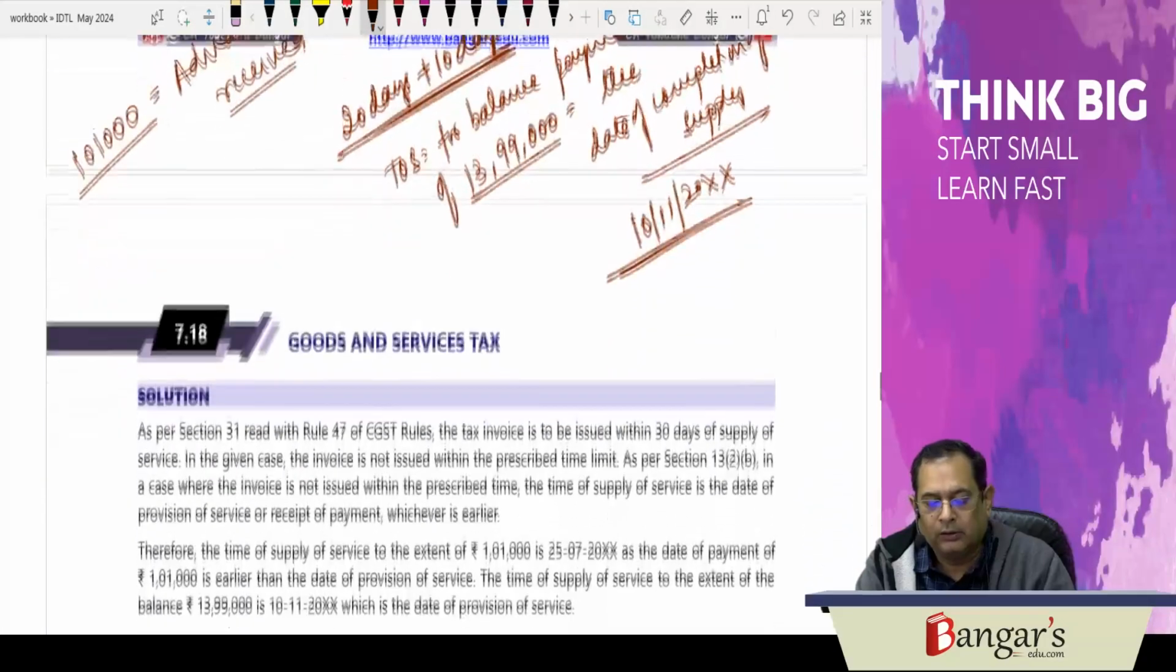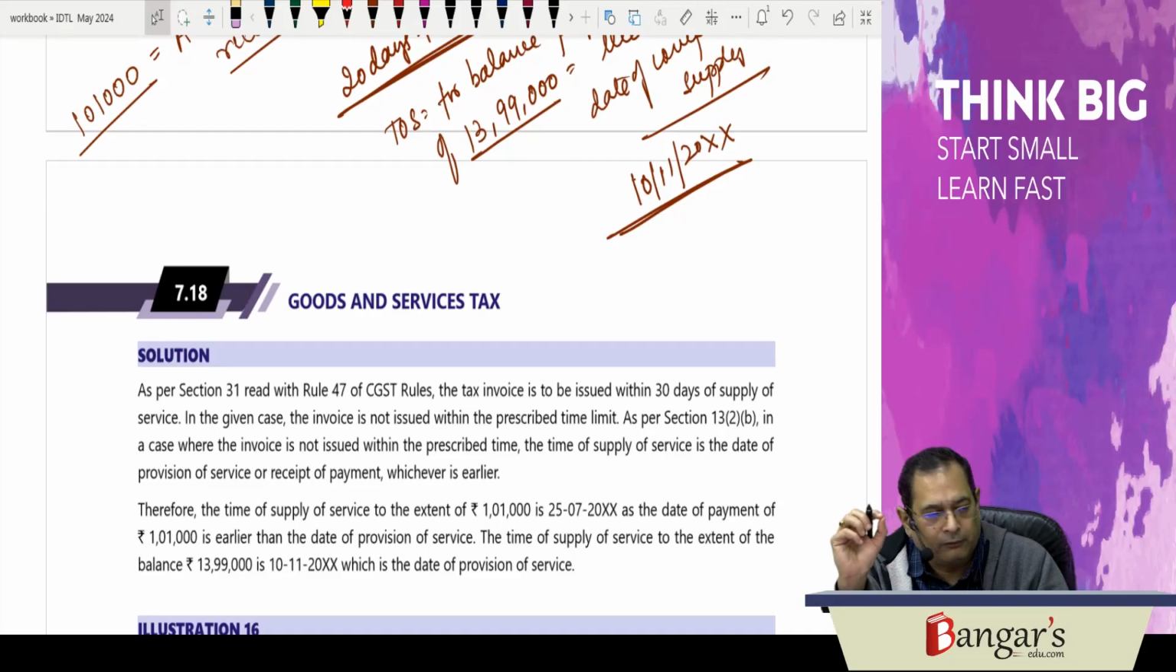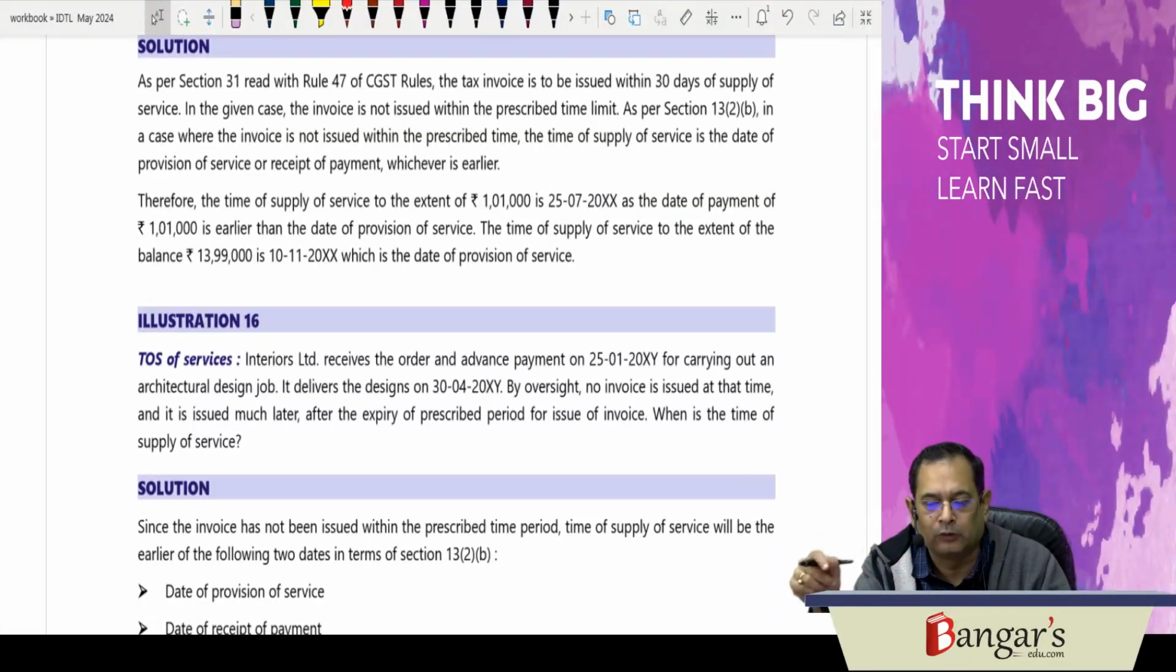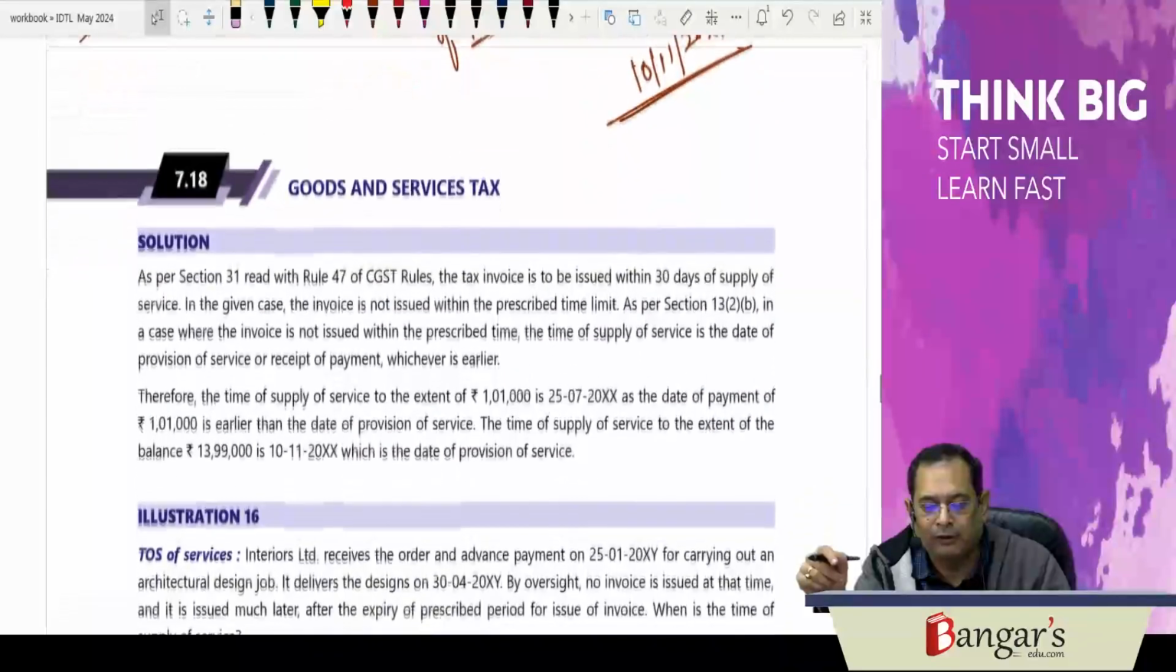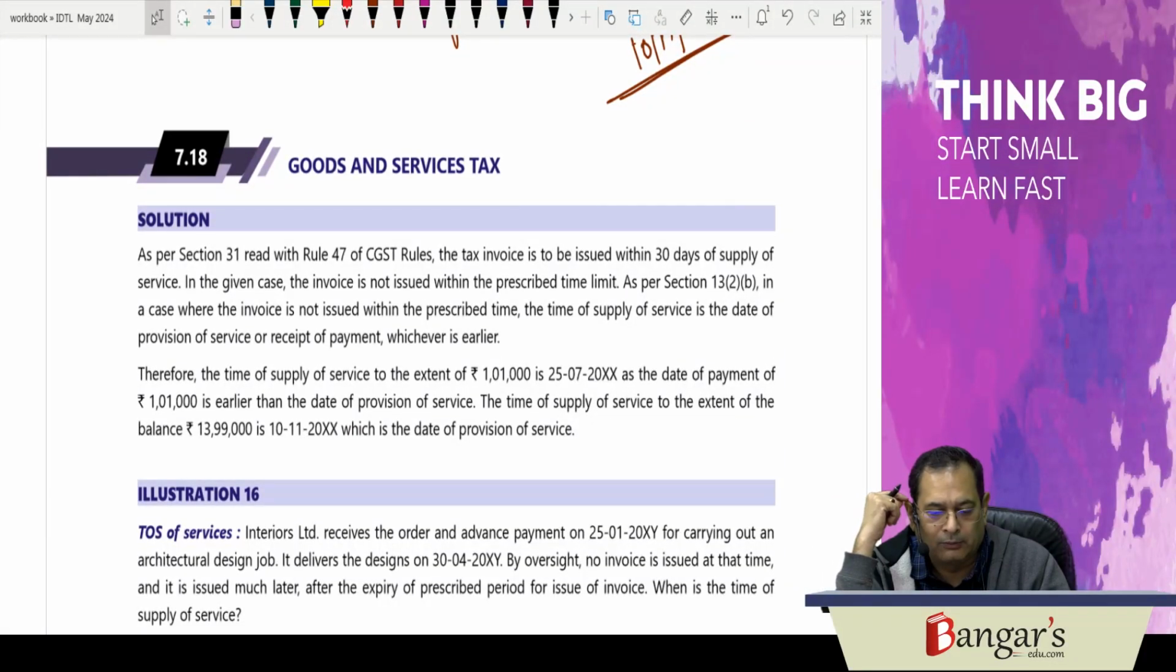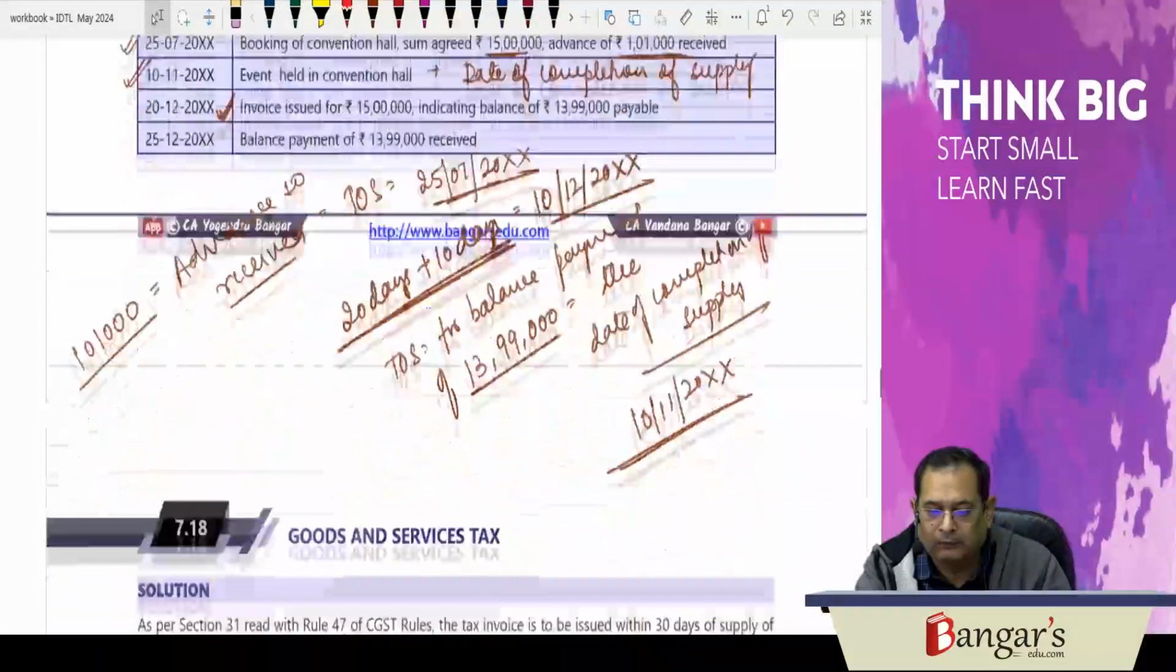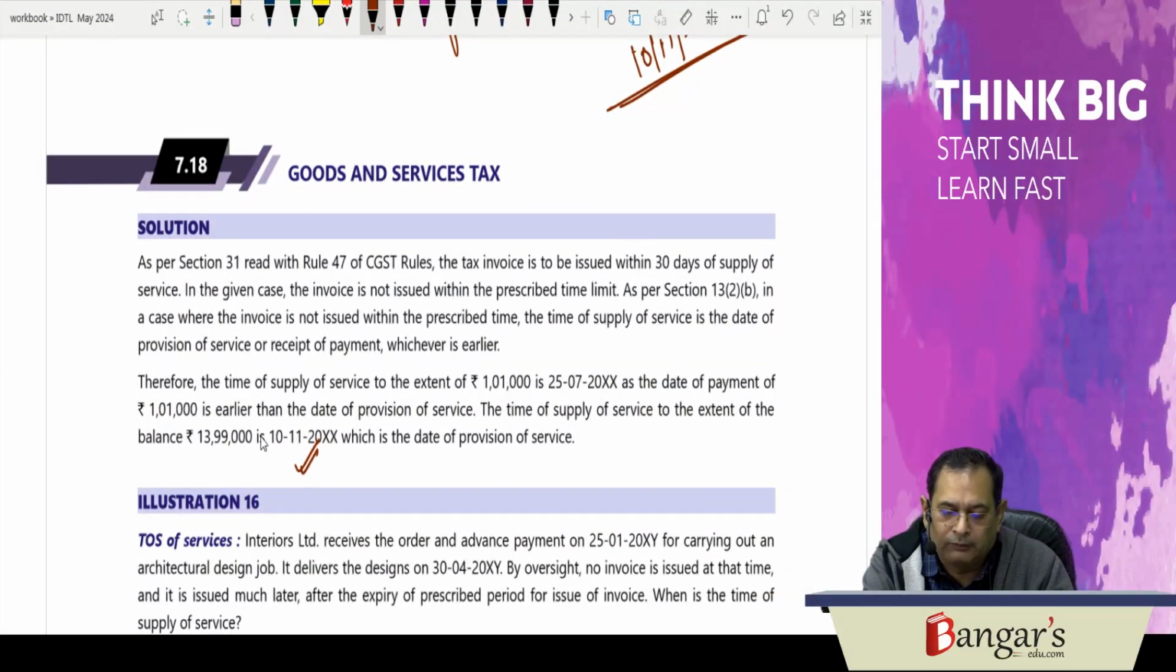So here, as per section 31, read with rule 47 of the CGST rules, the tax invoice is to be issued within 30 days of supply of service. In the given case, the invoice is not issued within the time limit. So as per 13(2)(b), in case the invoice is not issued within time limit, what is the time of supply? It is the date of provision of service or the date of receipt of payment, whichever is earlier. Therefore, for 1,01,000 rupees, the time of supply will be 25/7, and for the balance amount of 13,99,000, the time of supply will be 10/11.